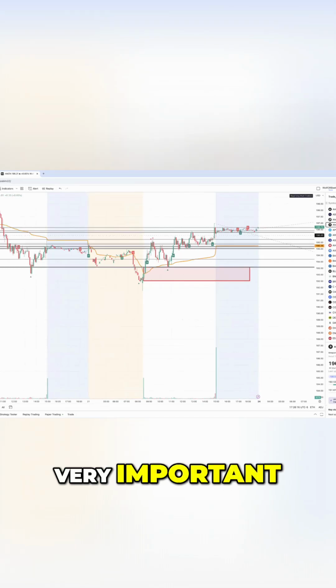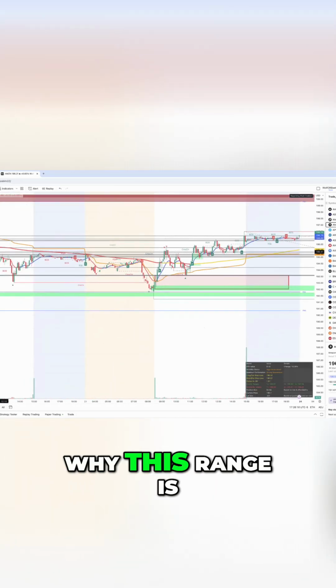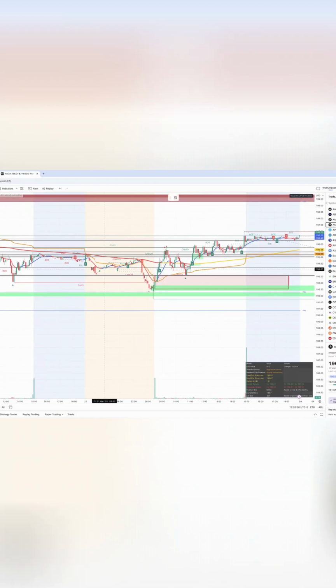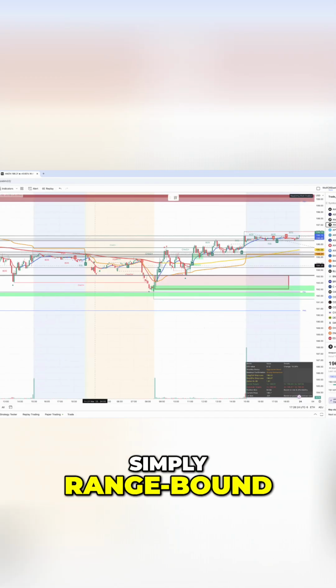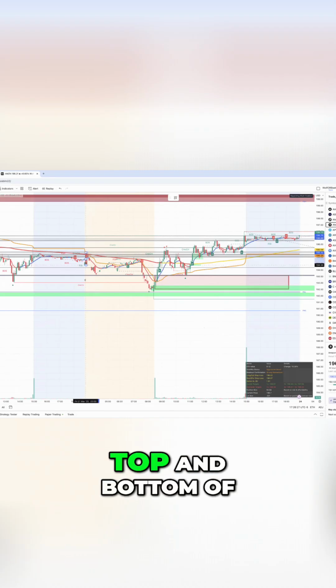This is very important. You will see as I do these examples why this range is so critical for you to know when you're having a true breakout or when your stock is just simply range bound, and so you can take profit at the top and bottom of the range.